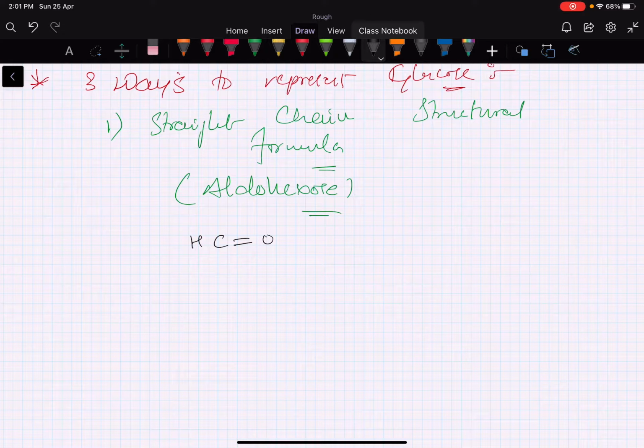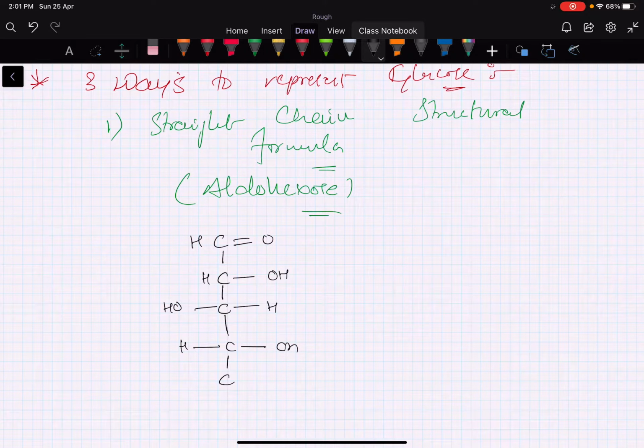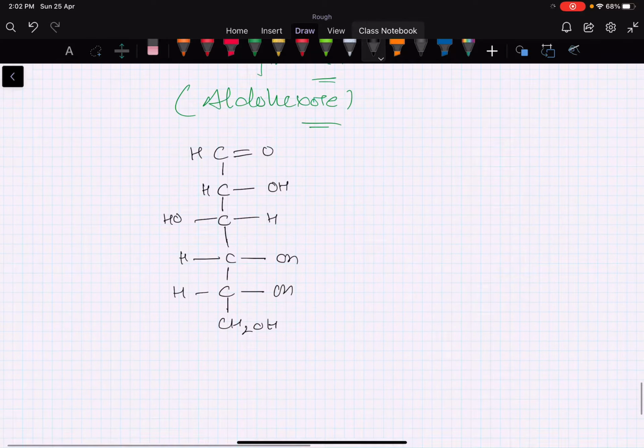HC double bond O, HCOH, CHOH, HCOH, HCOH, and CH2OH. This is the first way we can represent glucose. This is a straight chain structure formula, or aldose-ketose structure of glucose.